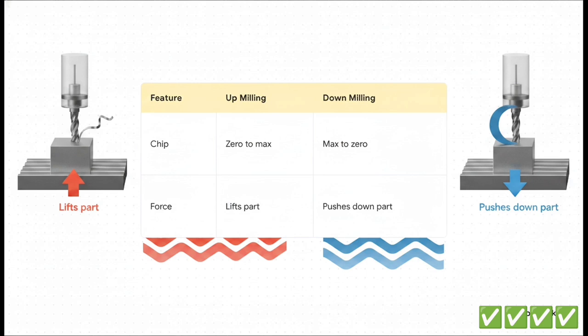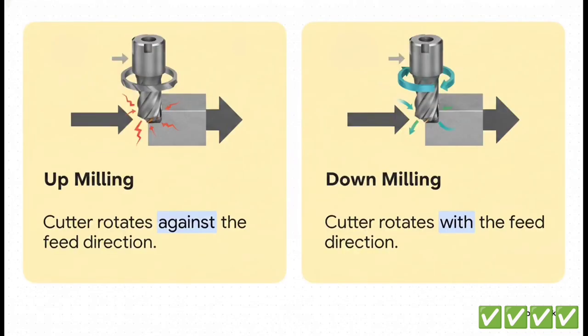The cutter bites into the maximum amount of material right away, and the chip tapers down to 0. And most importantly, the cutting force pushes the workpiece safely and securely down into the table. The reason for these massive differences all comes down to opposing rotational forces. In up milling, the cutter rotates against the direction the table is feeding. They're literally fighting each other.